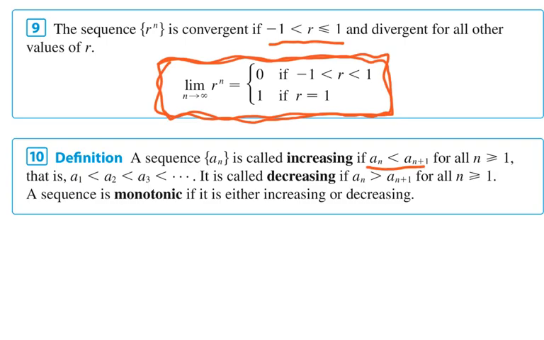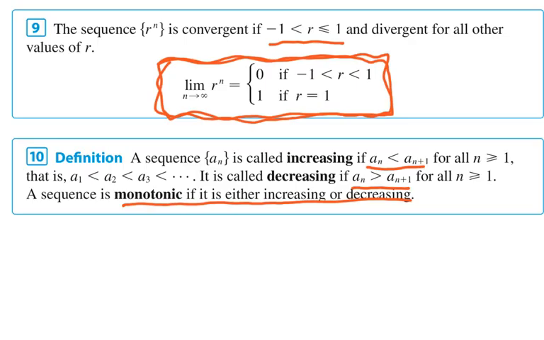Question 10, a sequence is called increasing if one term is smaller than the next term. So if A1 is less than A2 is less than A3, that makes sense. And it's decreasing if each term is larger than the next. And a sequence is called monotonic if it's either increasing or decreasing. So we say it's monotonic sometimes and don't worry about if it's going up or down, but that tells us that it is either increasing or decreasing. So monotonic is the phrase we use.